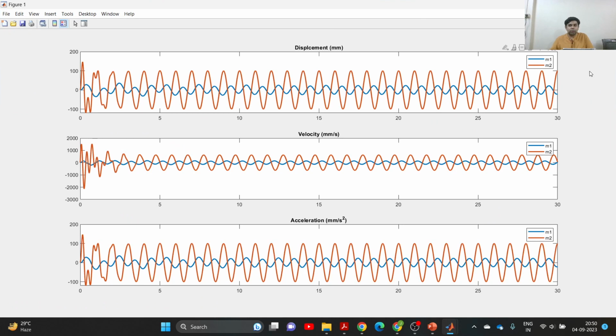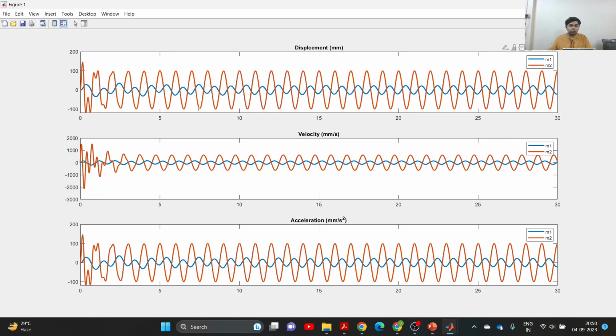So now as we can see over here, the blue curve represents the displacement of the car body, which is m1, and m2 is the displacement of the tires or wheels. Because of the values of the damping that we have assumed, the system settles down fairly quickly. So the transients are not seen beyond, let us say, time 2 or 3 seconds.